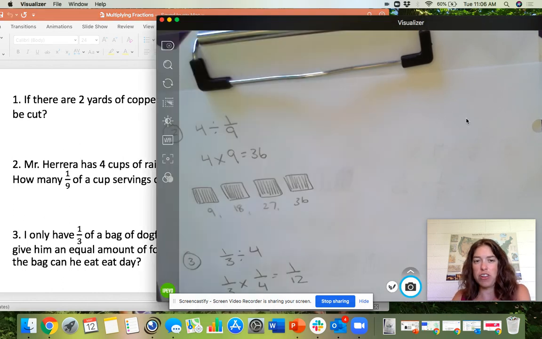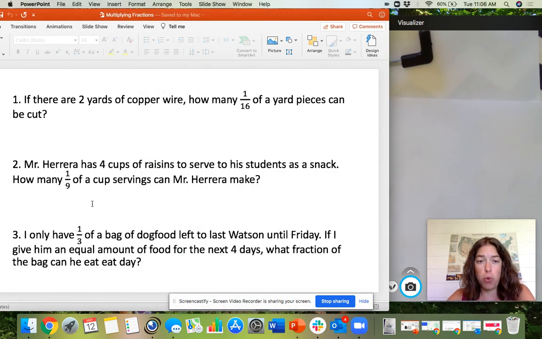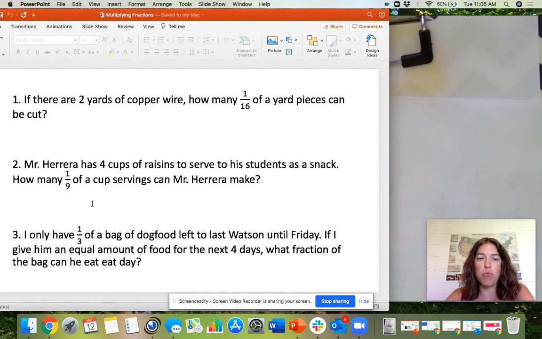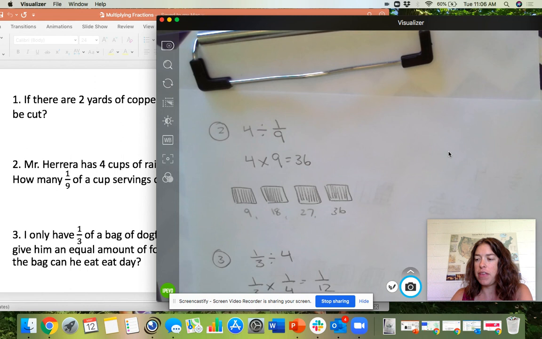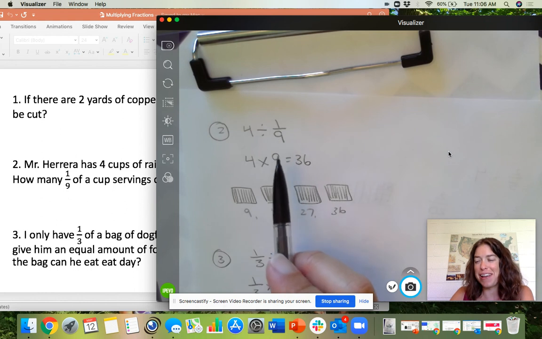All right, for question number 2. If Mr. Herrera has 4 cups of raisins that he's going to be serving his students, and he's putting those into 1/9 of a cup servings, we want to know how many servings he can make. I know that's the same as 4 divided by 1/9, which we know is the same as 4 times 9.